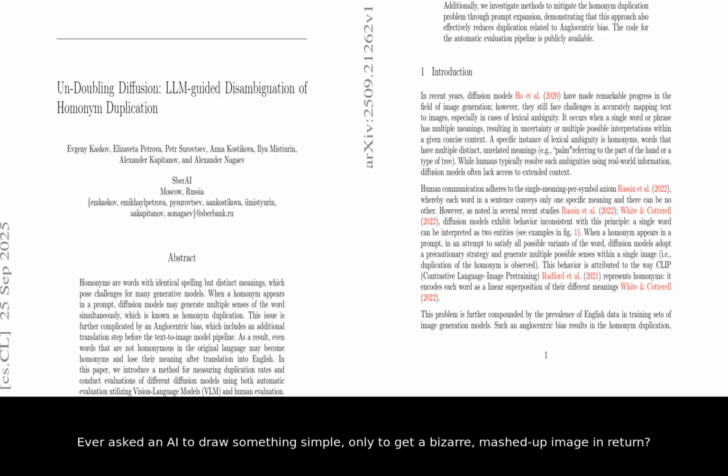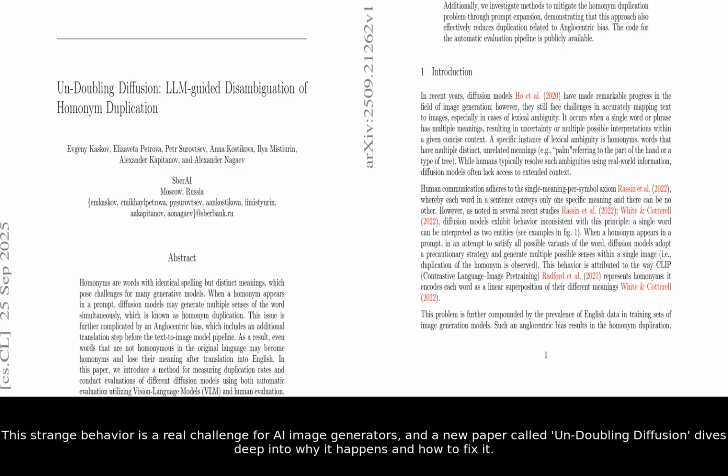Ever asked an AI to draw something simple, only to get a bizarre, mashed-up image in return? You might ask for a palm and get a tree growing out of a hand. This strange behavior is a real challenge for AI image generators, and a new paper called Undoubling Diffusion dives deep into why it happens and how to fix it.